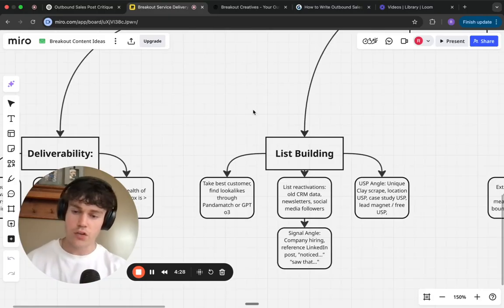And you haven't talked to them in 5 months. Maybe they're now in the market for your service. So going through old CRM data is the easiest thing. I would say if you're a big enough company or have a big enough following, something like a newsletter, there's so much data.